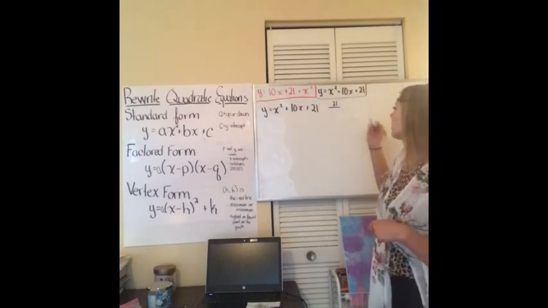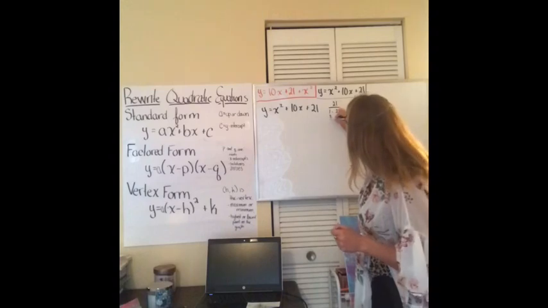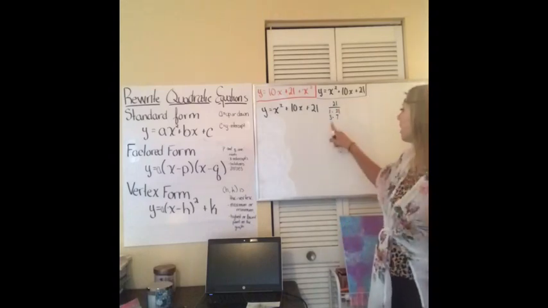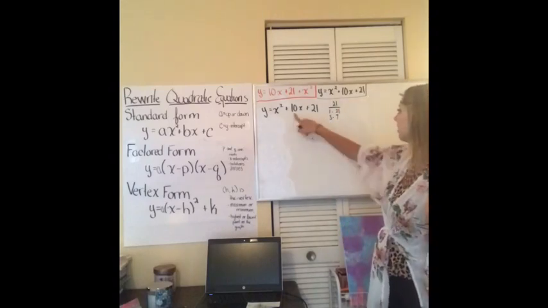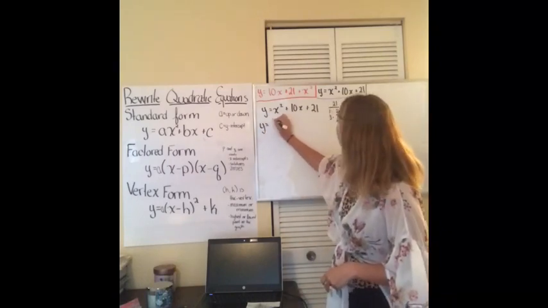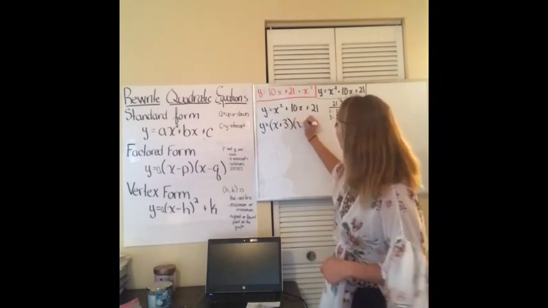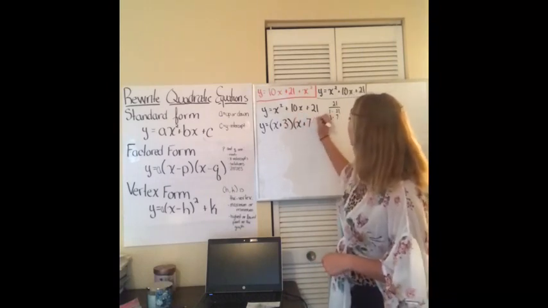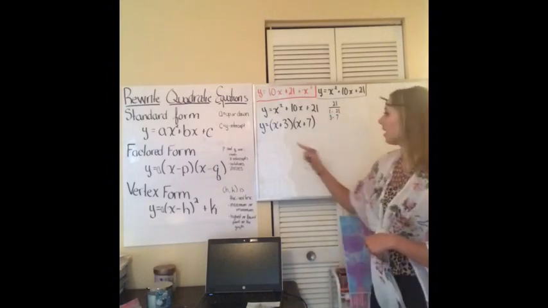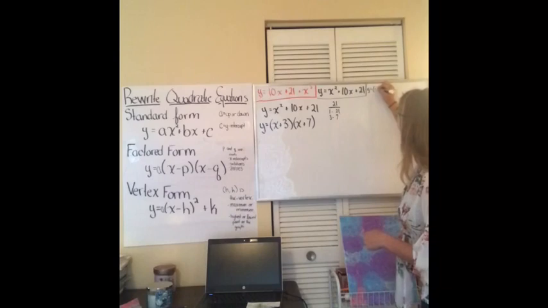So I know to get to 21, 1 times 21 will do it, and I know 3 times 7 will do it, and oh wait, 3 plus 7 is 10. So I would say y equals x plus 3 and x plus 7. And that's it, that's factored form. X plus 3, x plus 7.